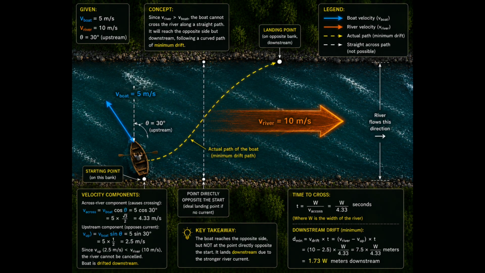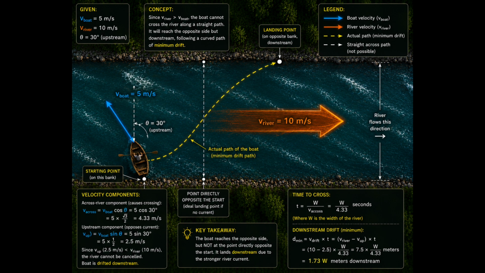Instead, the boat follows this curved yellow trajectory, the path of minimum possible drift. The white dashed vertical line shows the ideal straight across path that would happen if there were no river current. But in reality, the river continuously pushes the boat downstream while it crosses.